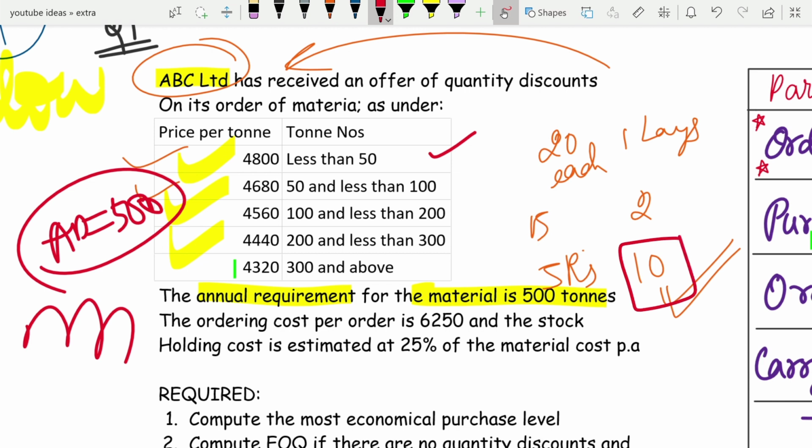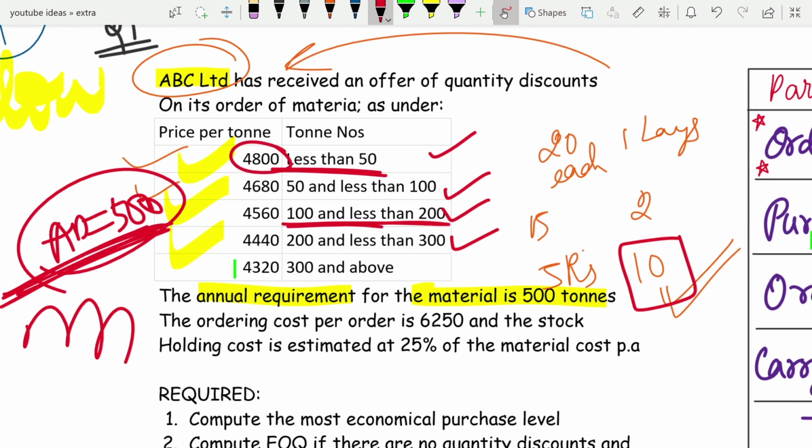Like if you want 50 packets of Lays in a year, you will not bring everything home and stock it up. What will you do? 2 packets a month, like that you will purchase. The same way, this 500 or annual demand of raw material can be purchased in many ways. So if you purchase less than 50 every order, then this will be your price. If you purchase 100 and less than 200 every order, then this will be your price. So according to your reorder quantity, the purchase price has been fixed here. Okay, so if you didn't understand this, you'll understand it when I explain the sum, so don't worry.